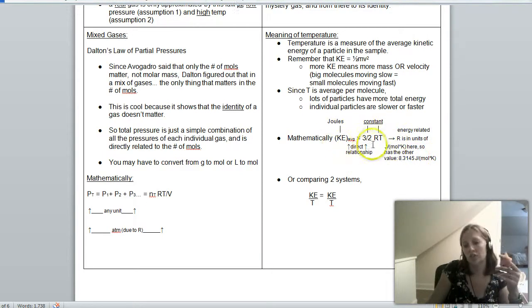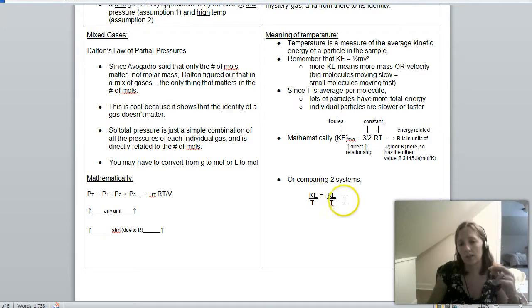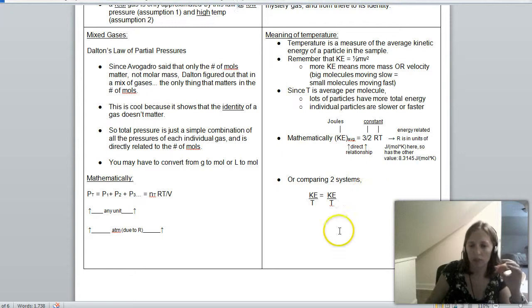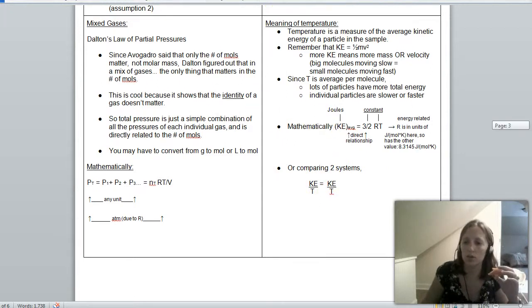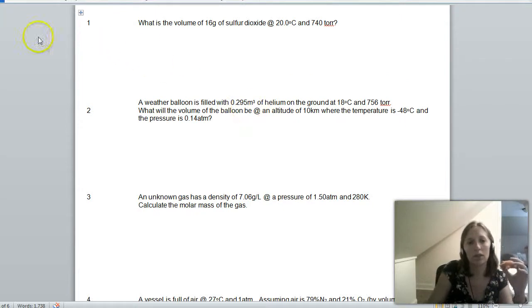This doesn't come up as much as the comparing two systems version of this formula, which cuts out the constant 3/2 R and gives you kinetic energy over temperature equals kinetic energy over temperature. So that's that. Now scroll down to your questions and do them, and then come back and see if you got my answers.